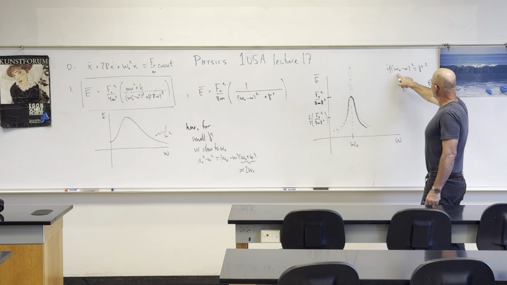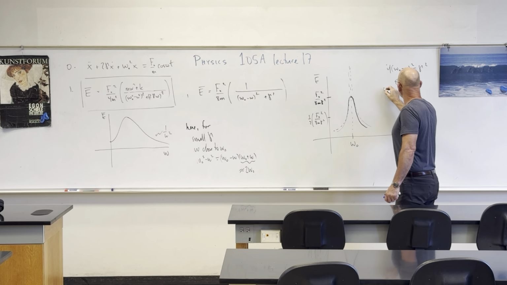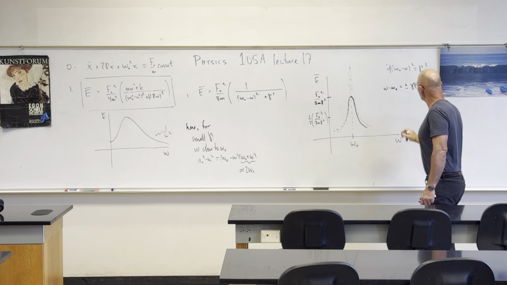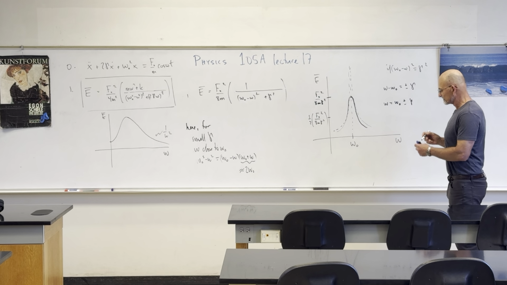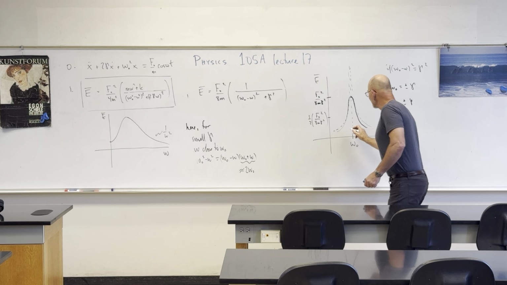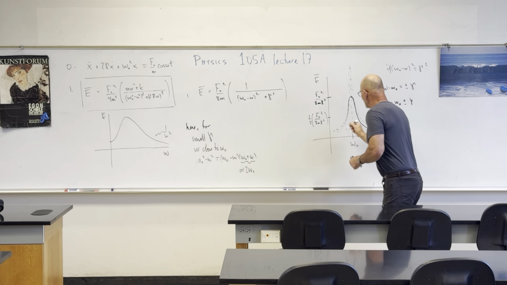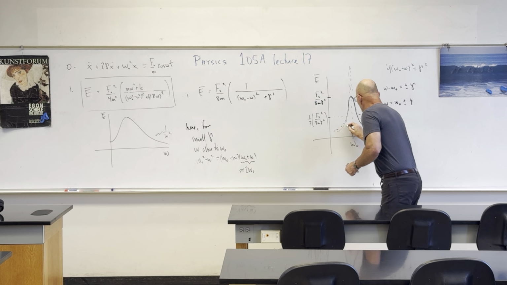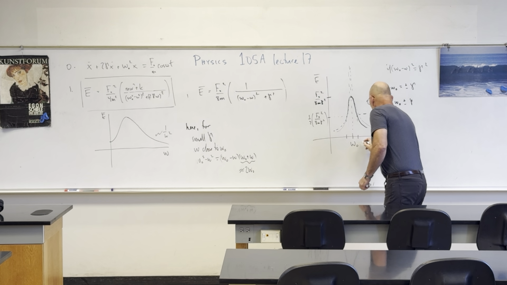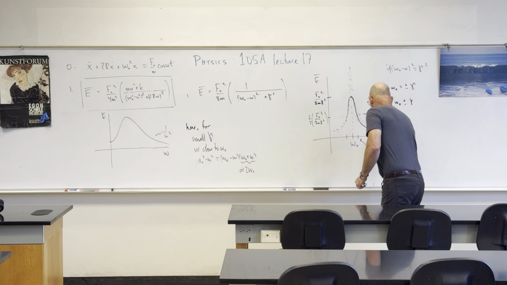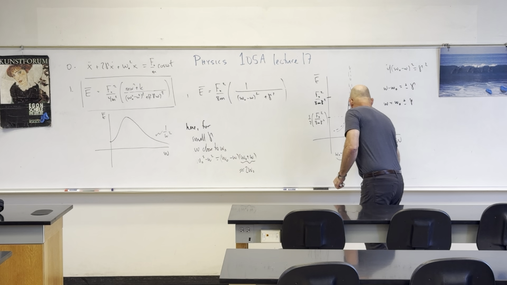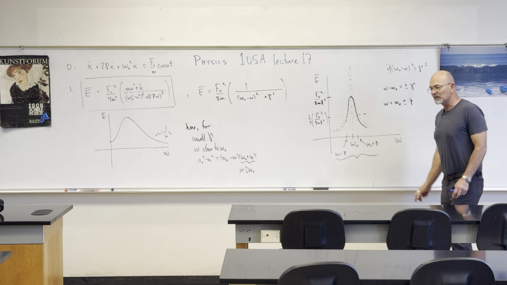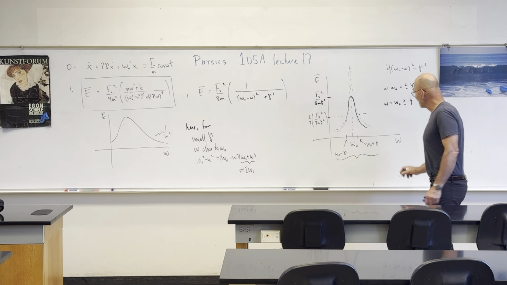And let's have a look at this. Suppose, we'll switch this around, omega minus omega naught equals plus or minus gamma. Omega equals omega naught plus or minus gamma. So what that is telling us, I'm going to go over to here. Here we have omega naught plus gamma, here we have omega naught minus gamma. So the width of this peak is equal to 2 gamma. Okay, width of the peak.